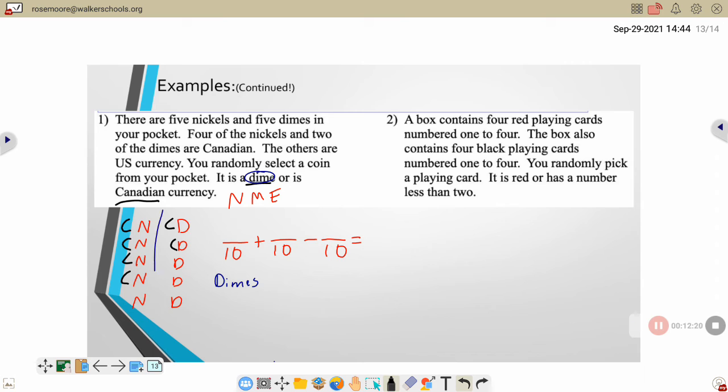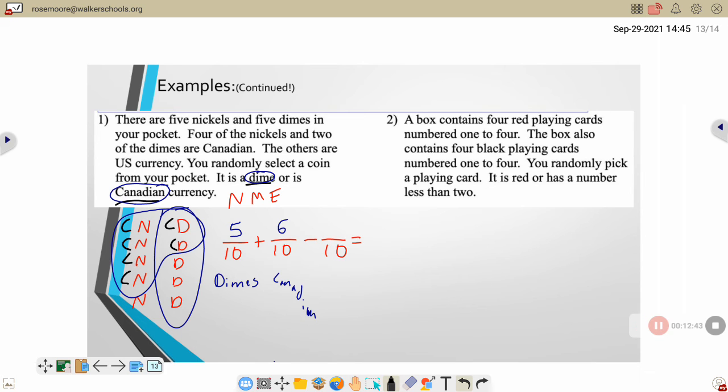All right, so I'm going to circle all my dimes. How many dimes are there? 5. 5 dimes. Okay. Next is it is Canadian. All right. How many things are Canadian? Well, I've got these 4 and those 2. Okay. 4 plus 2 last time I checked is 6.